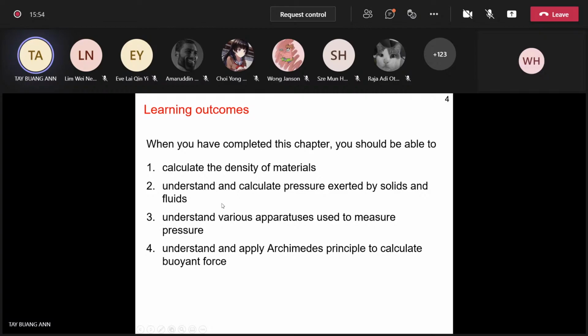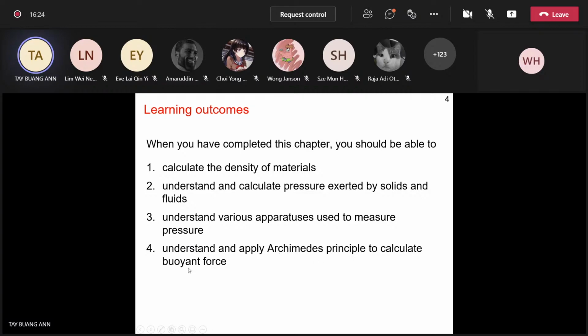For the pressure exerted by air molecules, the movement of air molecules, we will study that in chapter number 7, kinetic theory of gas. Later we'll do that. Here we only do the solids and fluids, for water. Okay, so in this chapter also we need to understand how the various apparatus are used to measure pressure. And the last part is Archimedes principle.